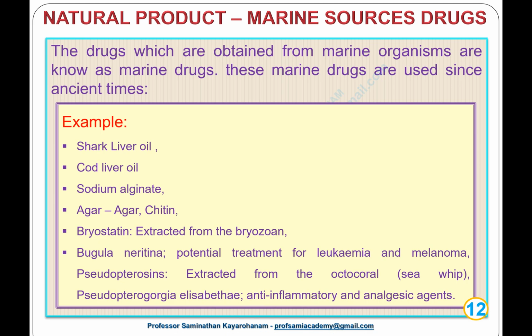Slide number 12, natural product. Marine sources of drugs. The drugs which are obtained from marine organisms are known as marine drugs. These marine drugs have been used since ancient times. Example: shark liver oil, cod liver oil, sodium alginate, agar-agar, chitin, bryostatin, extracted from the bryozoan Bugula neritina, a potential treatment for leukemia and melanoma, pseudopterosins, extracted from the octocoral sea whip Pseudopterogorgia elisabethae, anti-inflammatory and analgesic agents.